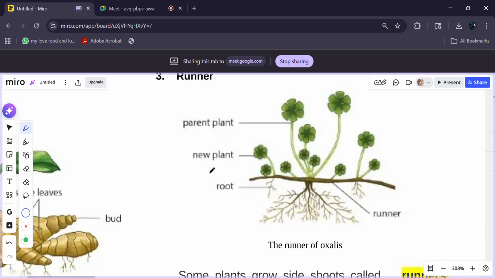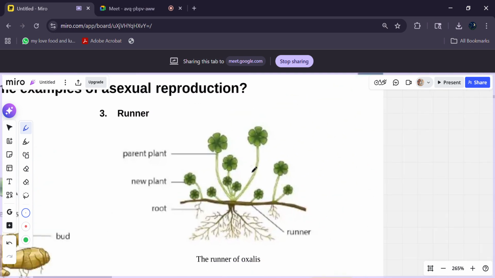The last example is a runner. A runner is a slender shoot that arises from a bud in the parent plant.